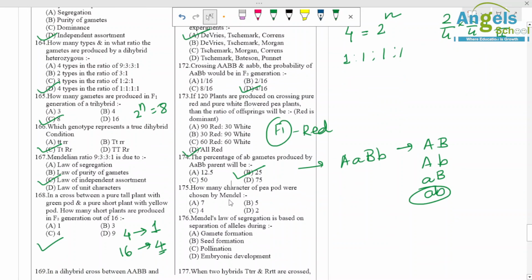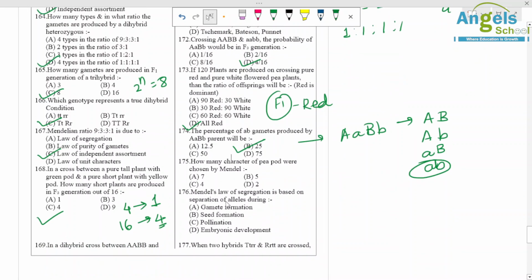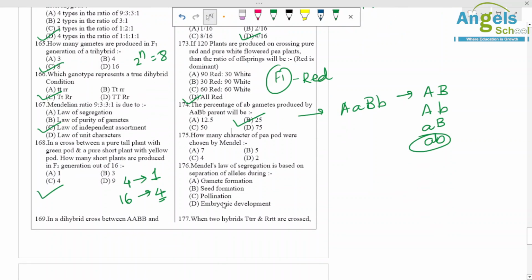How many characters of pea pod were chosen by Mendel? There are two characters or traits chosen by Mendel: pod color and pod shape. Mendel's law of segregation is based on separation of alleles during gamete formation, of course.